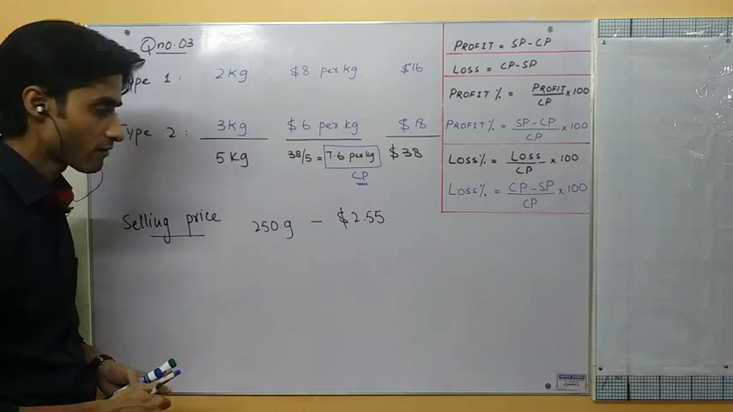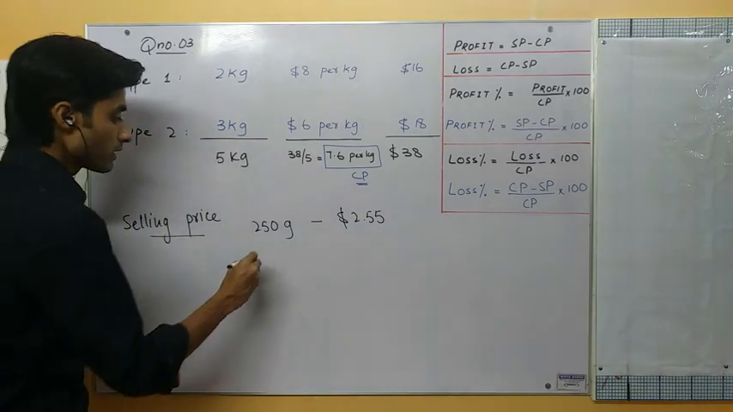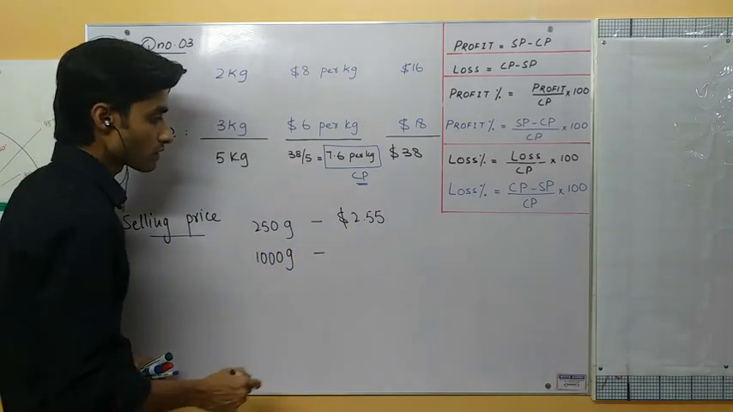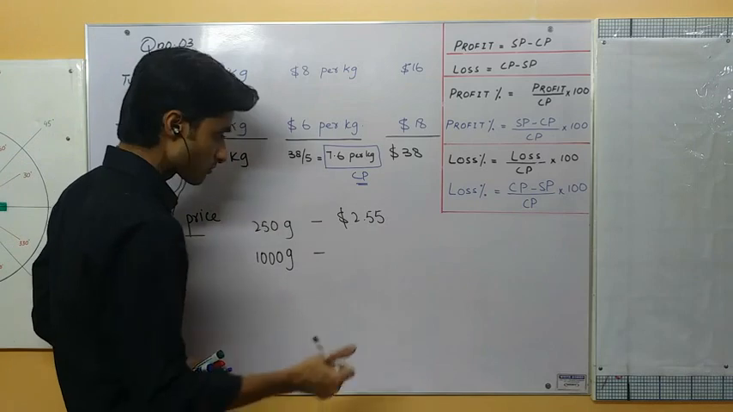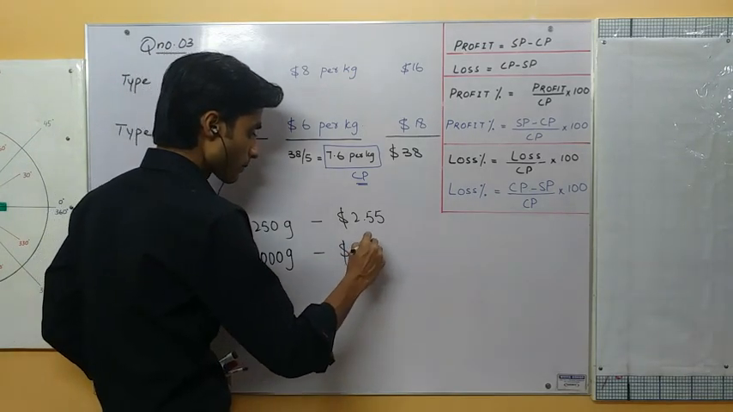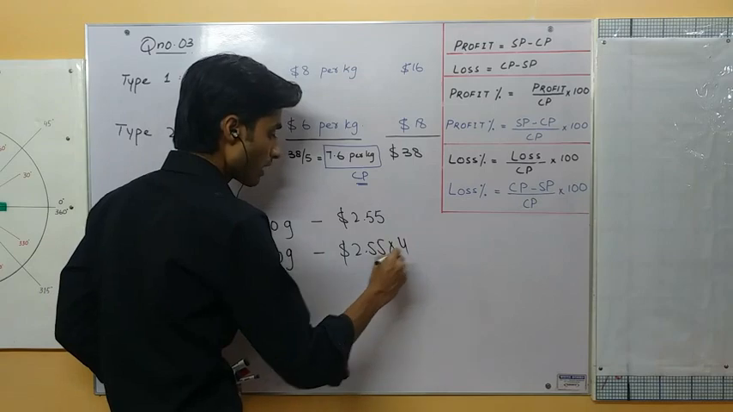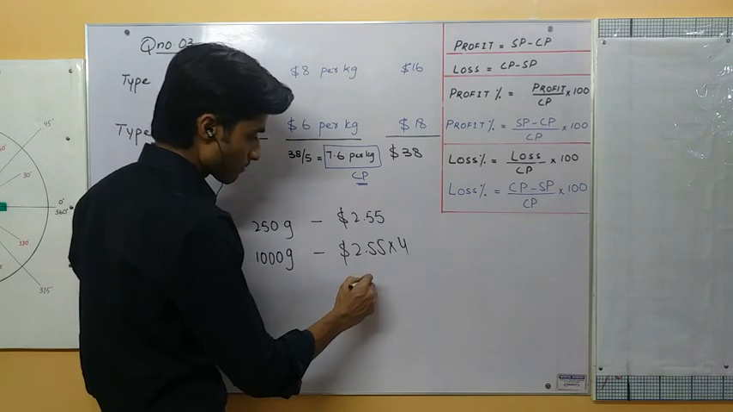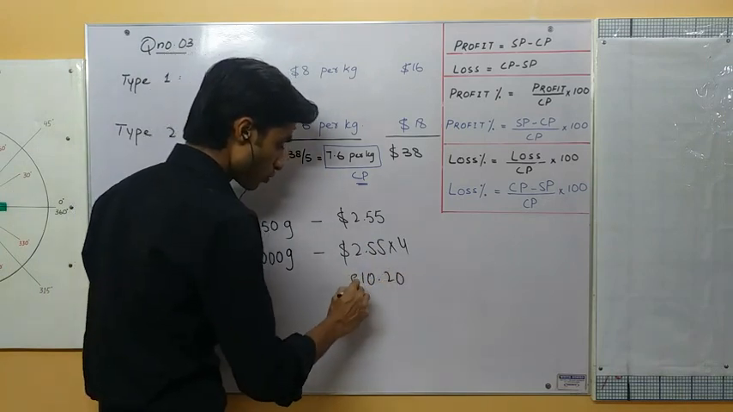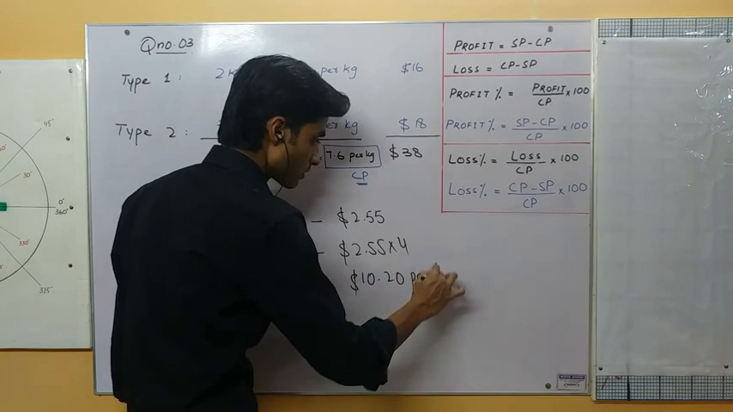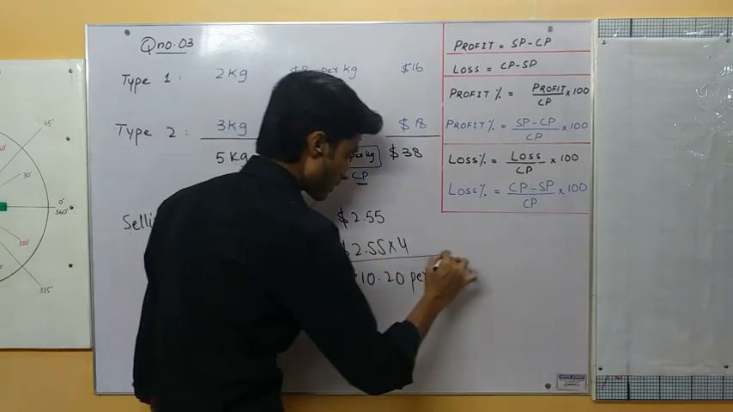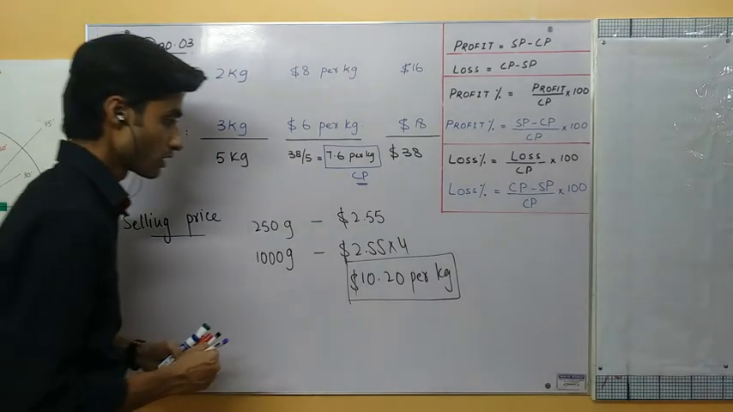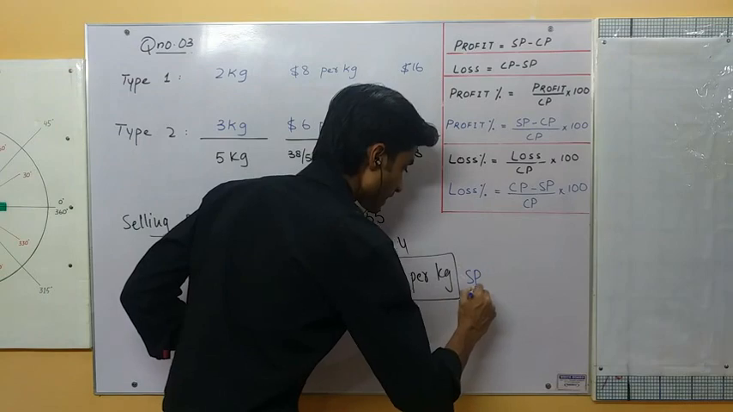250 grams is $2.55. 1 kilogram is actually 1000 grams. I want to find out how much he earns on 1000 grams. You know how this should be converted. I'll just multiply this by 4, and 2.55 multiplied by 4 will become $10.20 per kg. So this is the price per kg that he is now selling it for. This becomes the selling price.